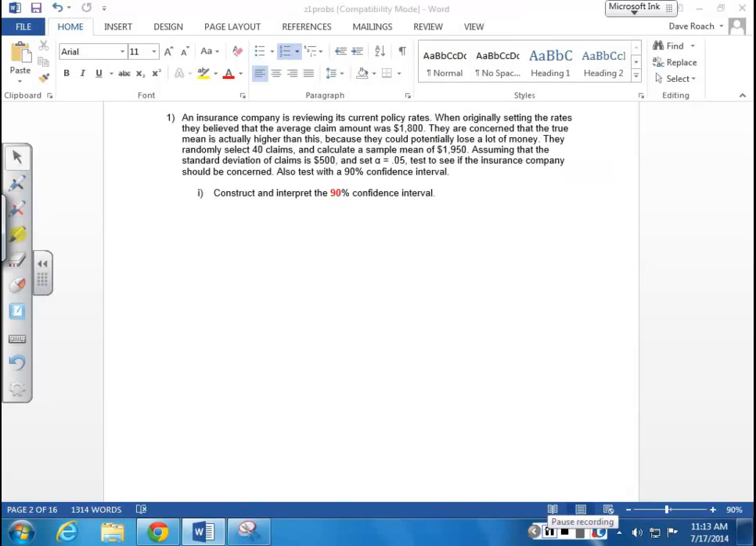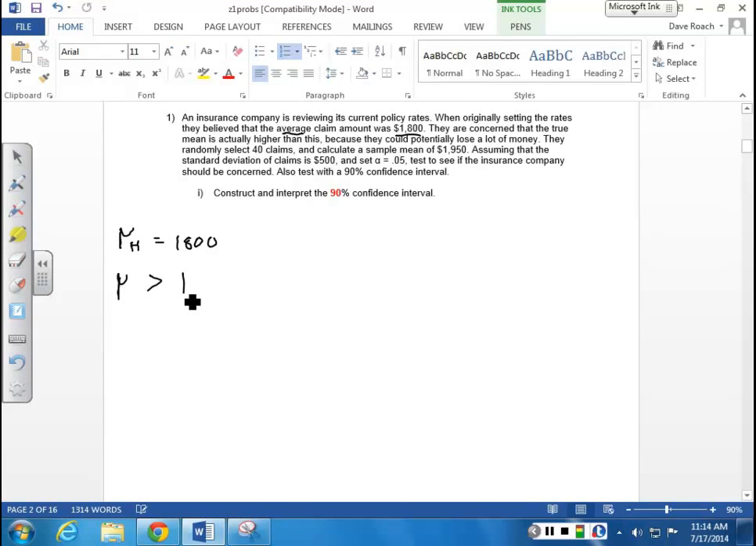Okay, the starting place in all of these, just like it was with the central limit theorem problems or the sampling distribution problems, is to pull out the information from the problem. So there's some claim that the average population mean was 1,800. So our hypothesized mean is going to be 1,800. We think that it might be higher than that. I'm going to go ahead and put this down just because it's how you're going to want to read the problems. What we really want to know is the population mean, is it greater than that 1,800?